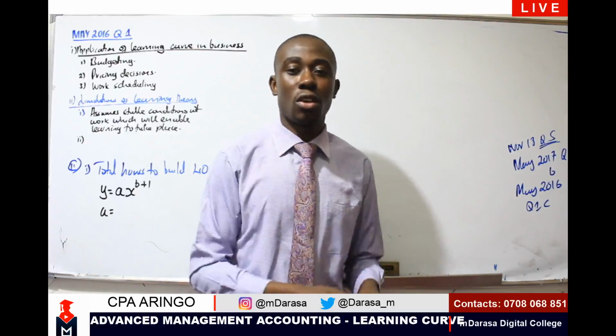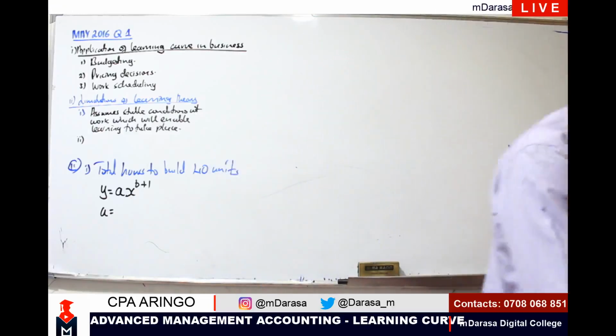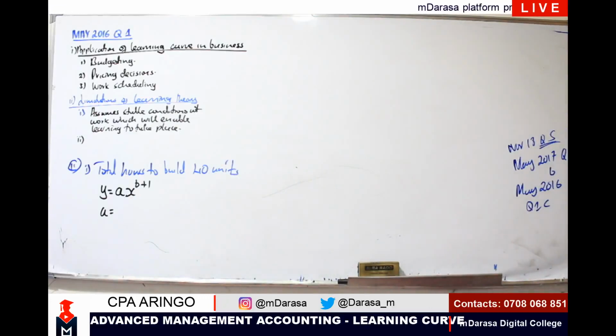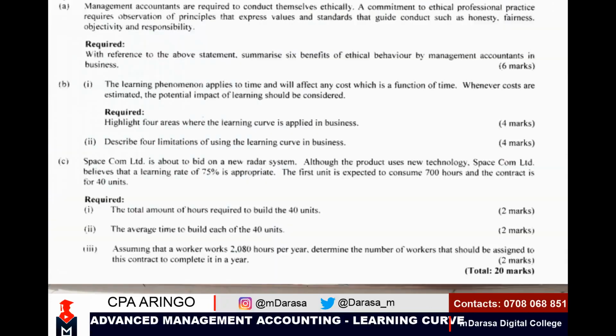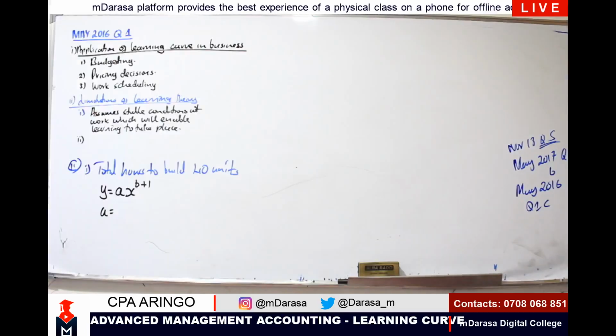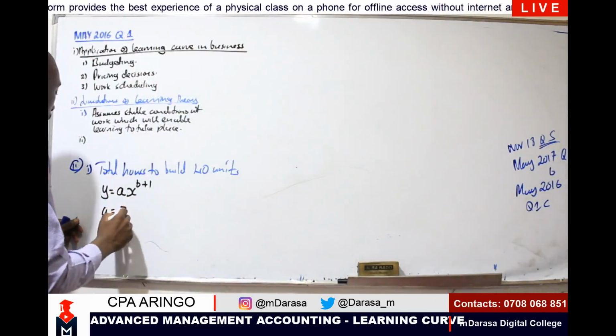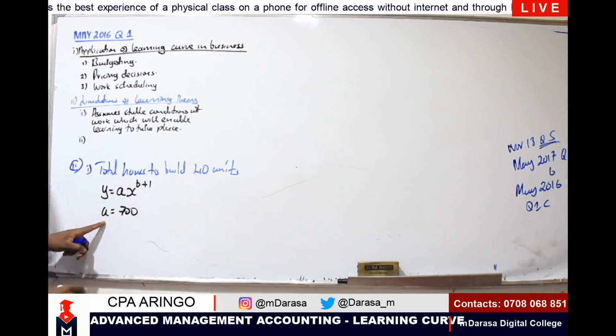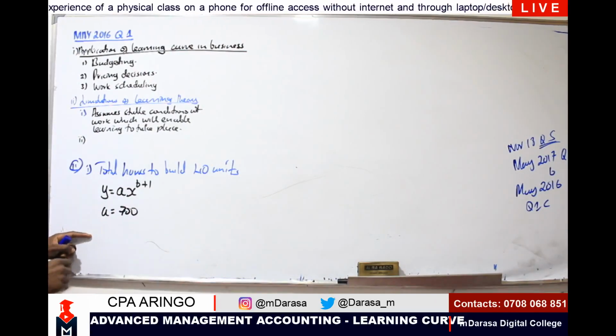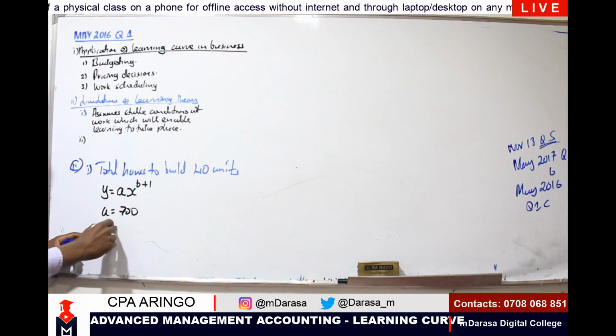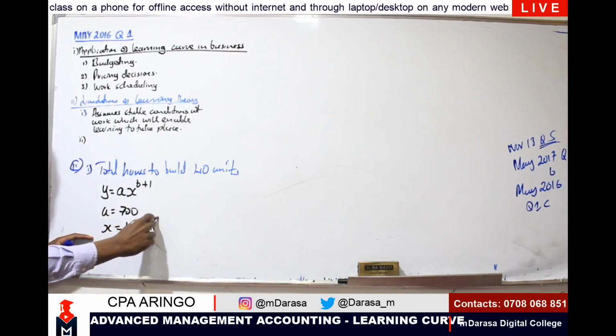So it's upon us to identify in our question, were we given this cost or time? Look at here. I'm told the first unit is expected to consume 700 hours and the contract is for 40 units. So here I can confidently write 700, the time or cost of producing the first unit. In this case, X, I want to talk of 40 units.